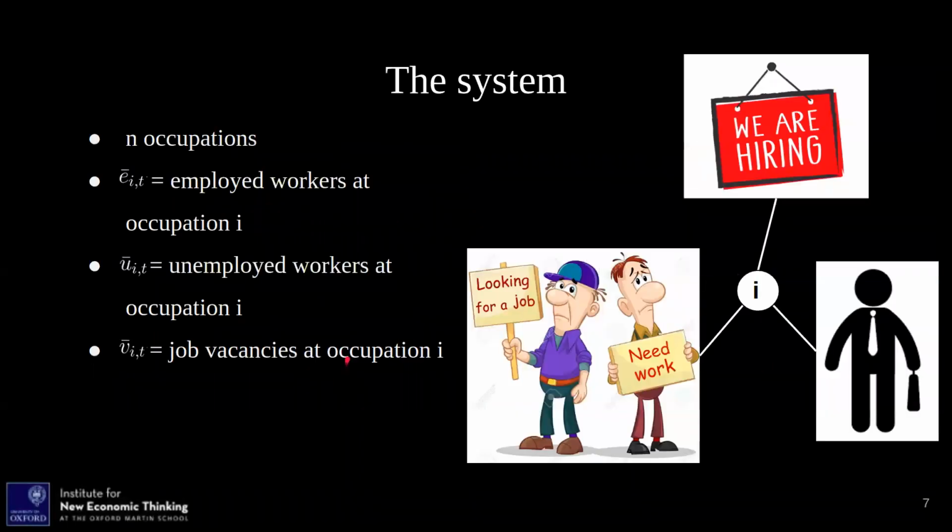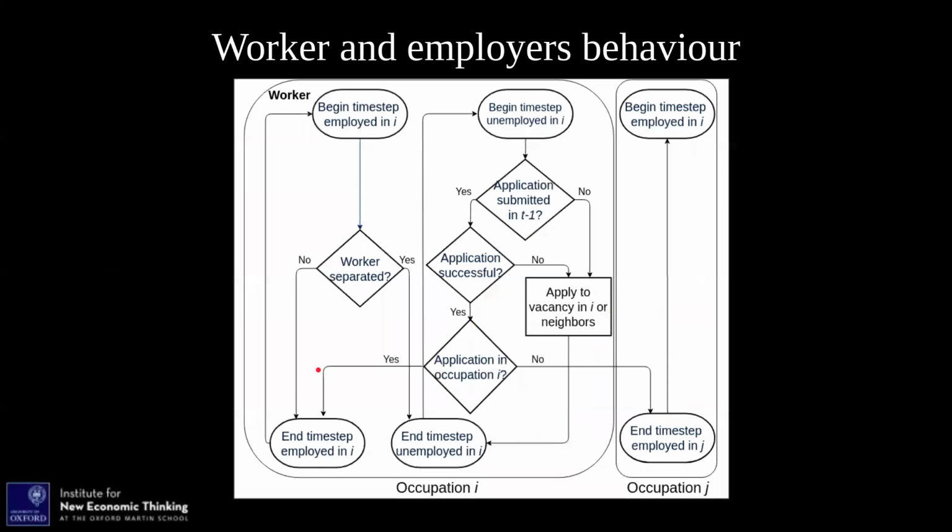So how do we model the labor market? Well, our system is composed of a network of occupations, and each node has a number of employed workers, a number of unemployed workers, which means they were previously employed in that occupation or in that node and then were fired or separated or quit, and job vacancies.